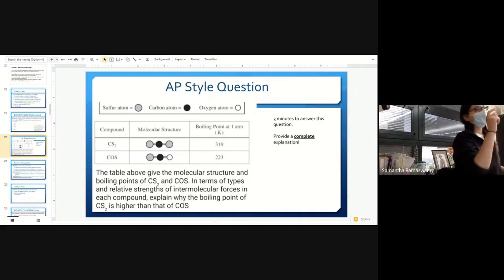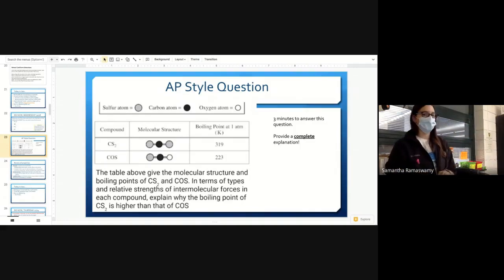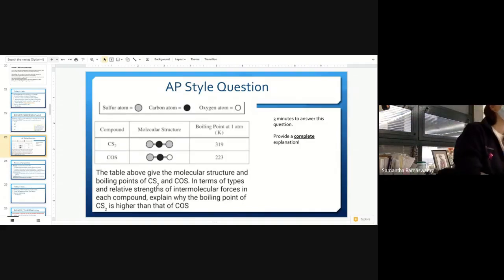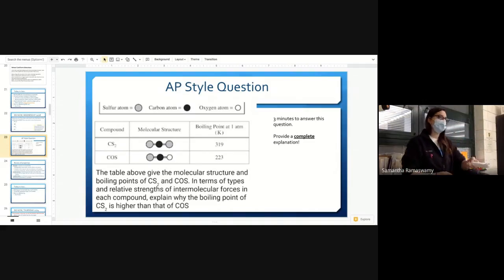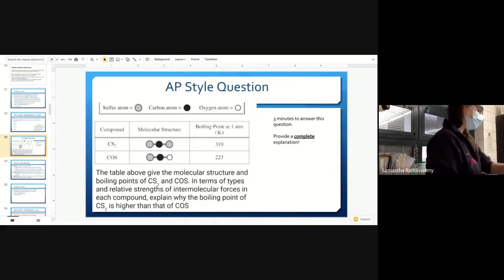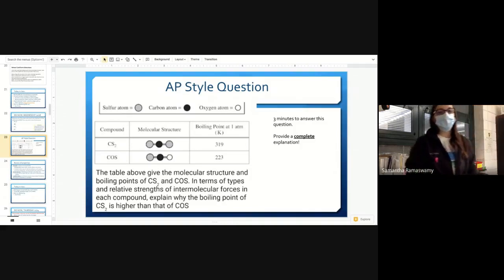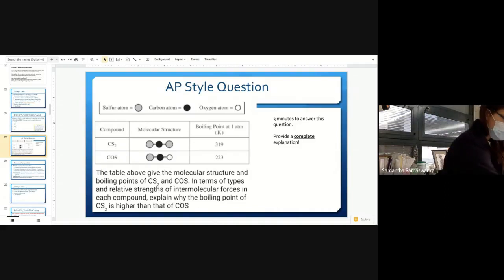So what I want you to do is read through this and see if you can answer the question. Notice how it says in terms of types and strengths of intermolecular forces. Explain why the boiling point of CS2 is higher than that of COS. So take 3 minutes, answer it on a separate piece of paper, do now, notes, or just think through it. And then I'll go through College Board's answers.